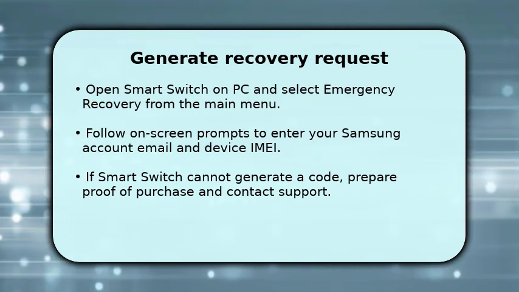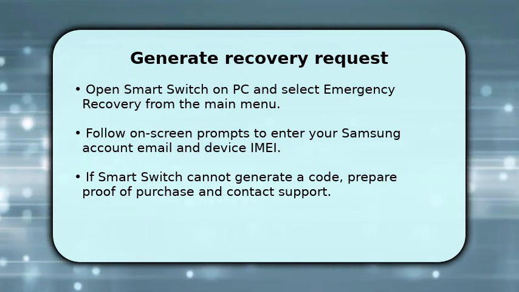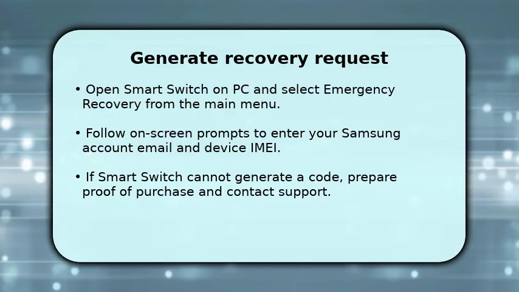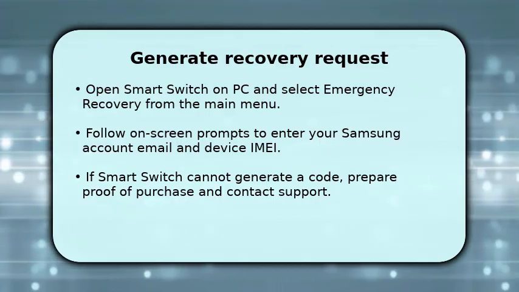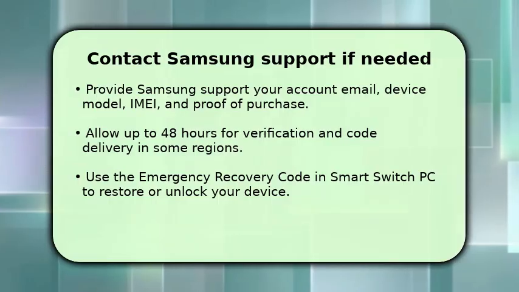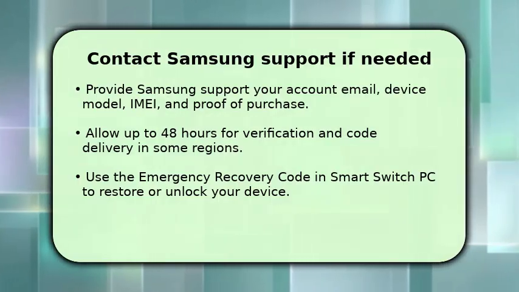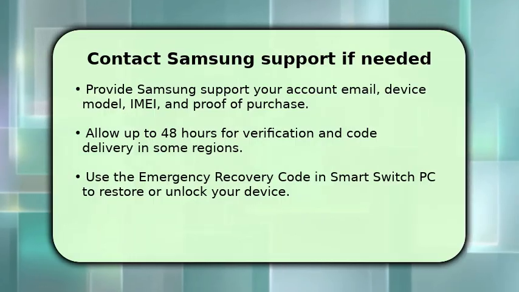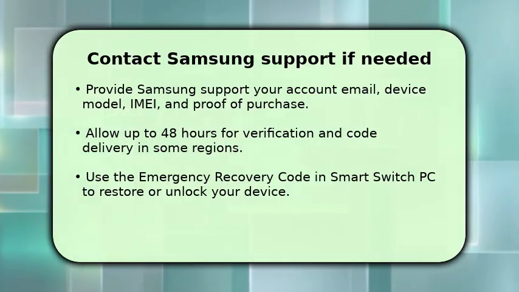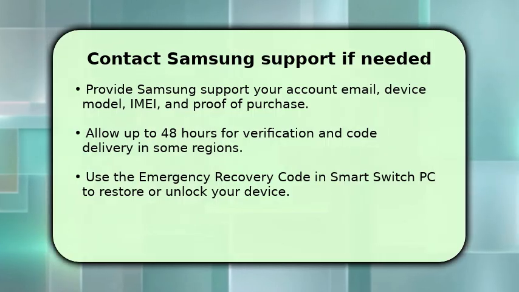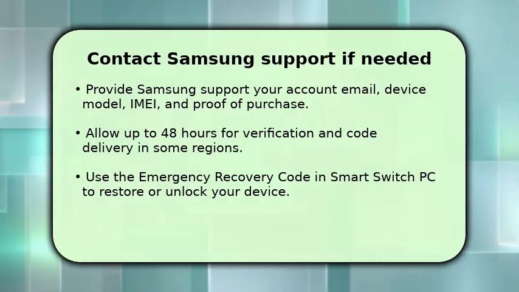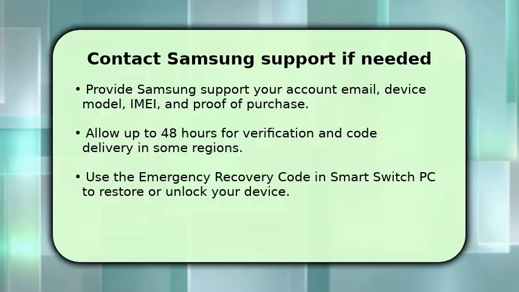If the utility cannot generate a code, collect your proof of purchase and serial details before contacting Samsung support. Contact Samsung support with your account email, device model, IMEI, and proof of purchase. Use Samsung's chat, phone, or local service center options listed on your country support page.